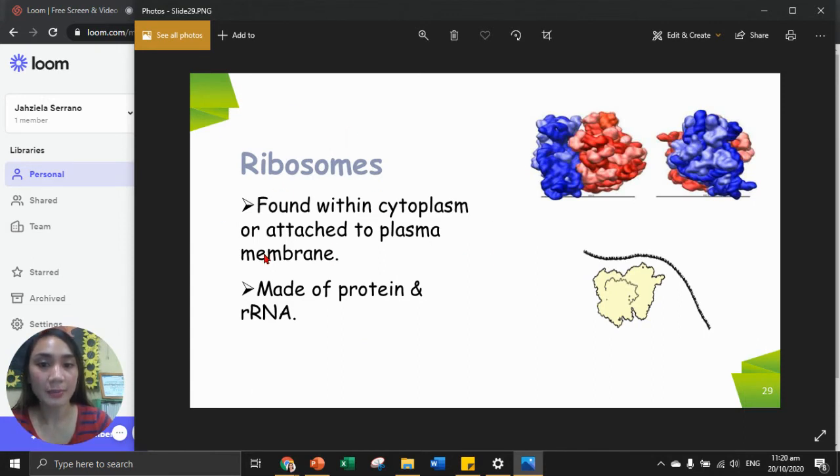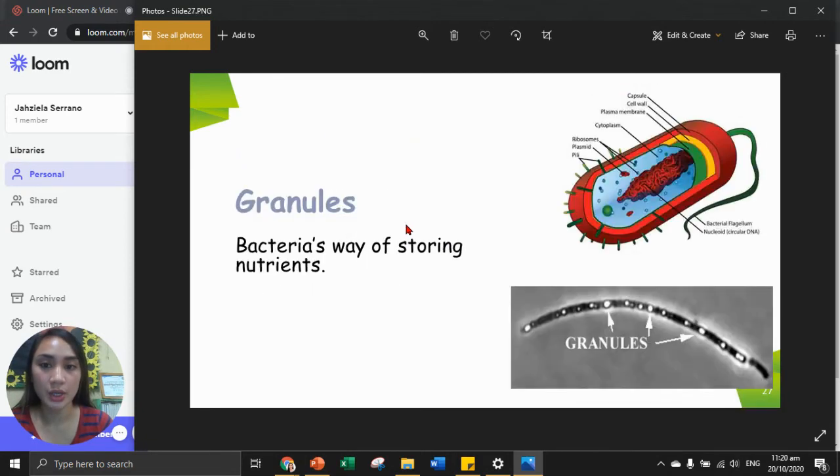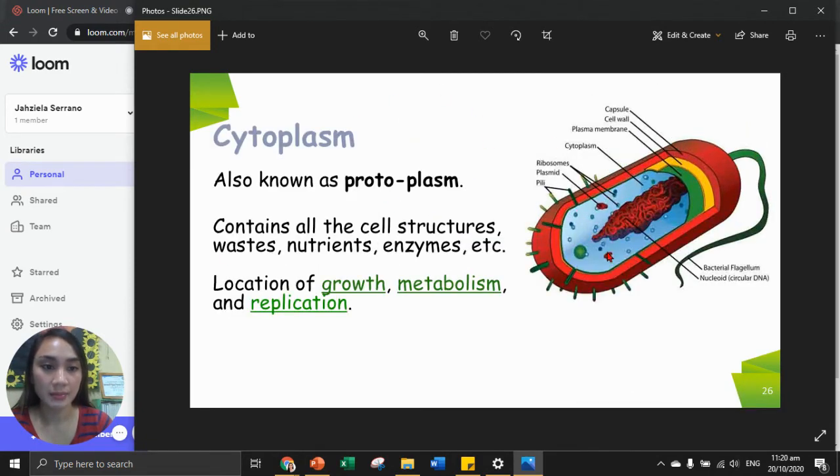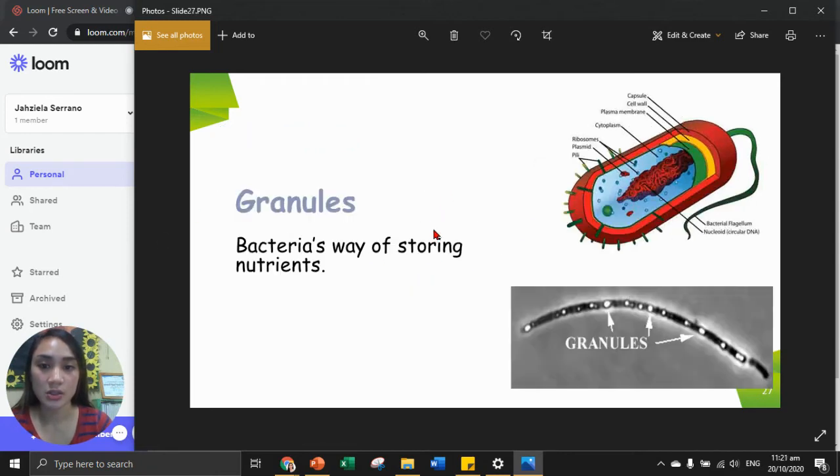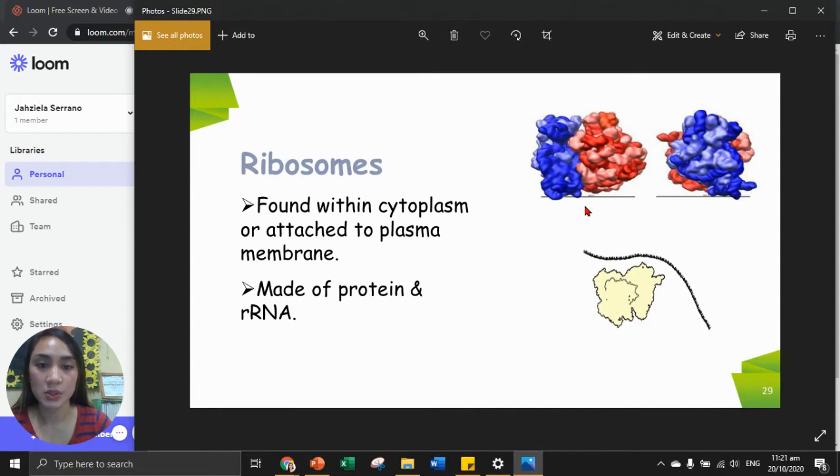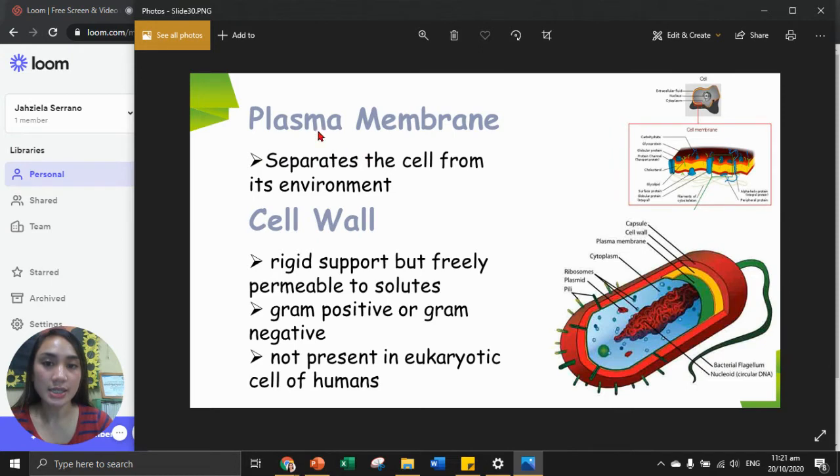So next, we have ribosomes, which are found within cytoplasm. So again nga, if we go back, cytoplasm, it's located here, and sabi dito, contains almost all of the cell structures. Kasama na doon yung ating ribosomes, which is made of protein and rRNA. So ito, ribosomal RNA. Next is the plasma membrane. So this separates the cell from its environment. So this is the plasma membrane, the one represented in green.